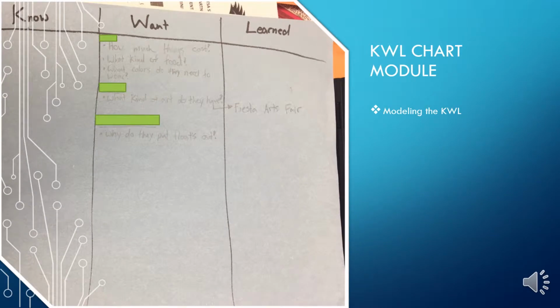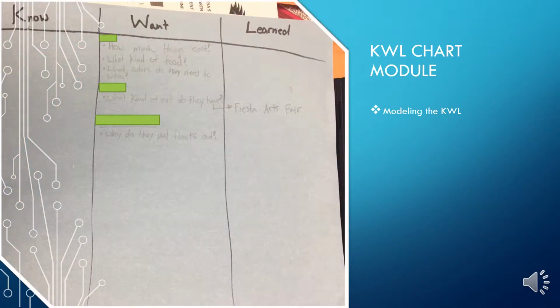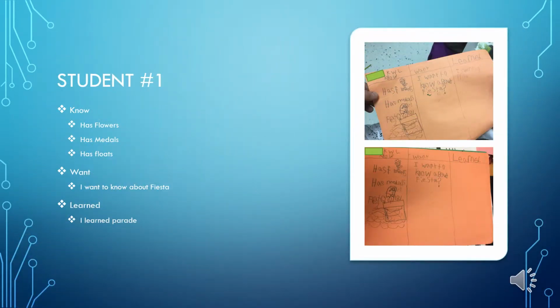After selecting a topic that matched with all of our students' prior knowledge, we modeled the KWL chart and I explained to them its importance and how we could use it. For student number one's KWL chart, he wrote down that he knew that Fiesta had flowers, medals, and floats, that he wanted to know more about Fiesta, and that he had learned about the parades.